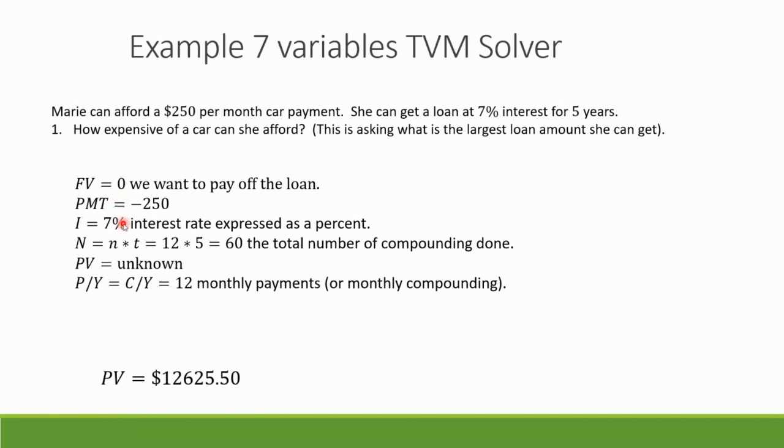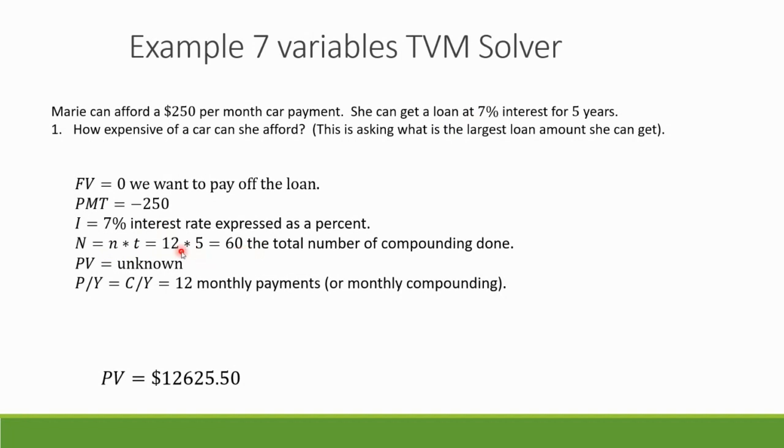Right, our PMT, which is our monthly payment, this is negative 250. The payments are a cash outflow from us, from her, excuse me, from Marie. So it's going to be negative. I is 7%, right? Again, you don't convert, you leave that as a percent. Capital N is little n times t, which is 12 times 5, which is 60.